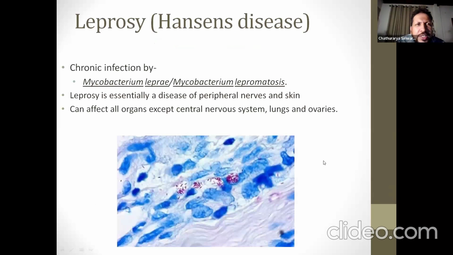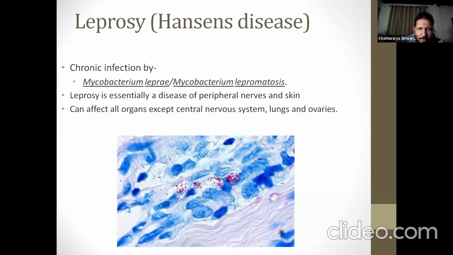Yeah. So what is leprosy? Leprosy is a chronic infection caused by a gram-negative bacillus called Mycobacterium leprae. And of recent, a new organism called Mycobacterium lepromatosis has also been identified. It is primarily a disease of the peripheral nerves and skin. But having said that, it can affect all organs except the central nervous system, that is the brain and the spinal cord, the lungs, and the ovaries.